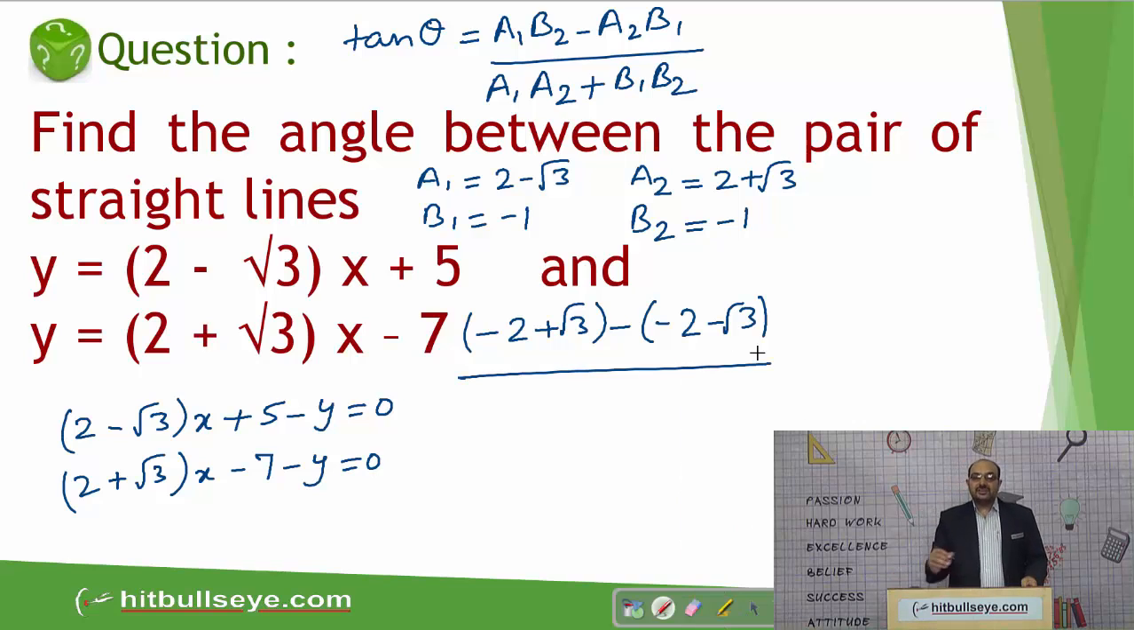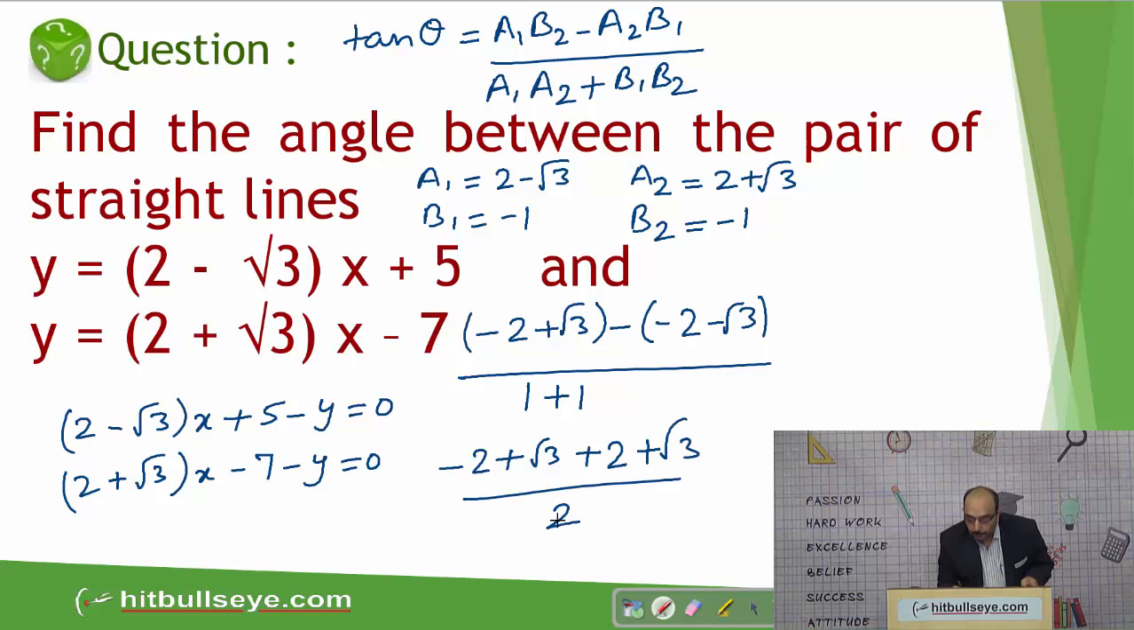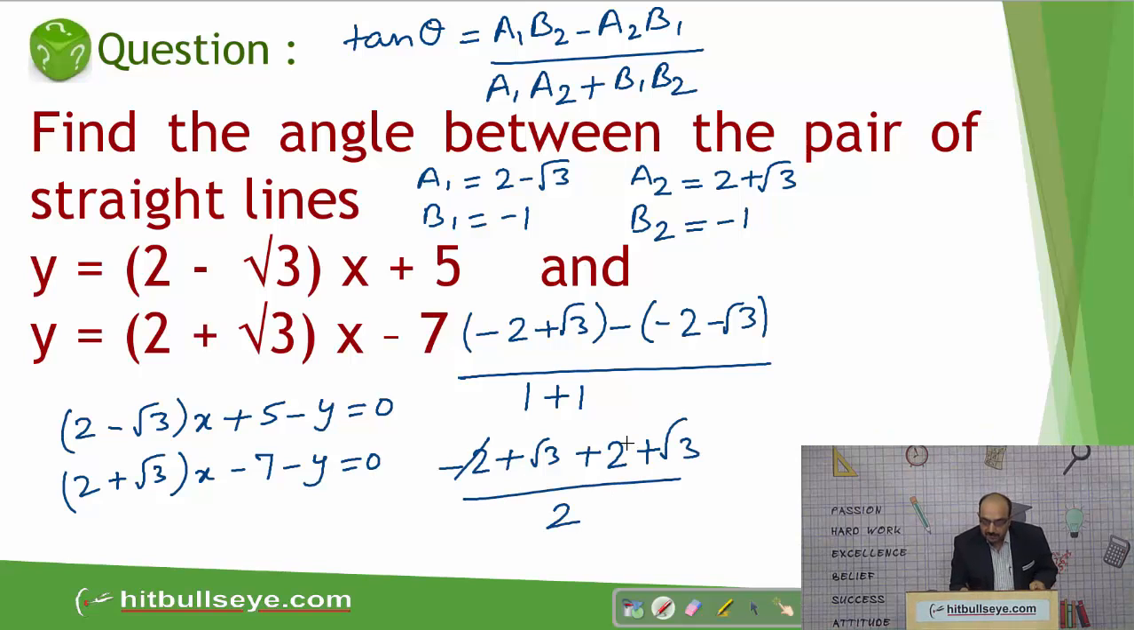This is 2 minus root 3 into 2 plus root 3, that would be 1 plus b1 b2. We can observe this minus 1 into minus 1 gives us 1. So this is also 1. Solving it further, we'll get minus 2 plus root 3 plus 2 plus root 3 upon 2. So minus 2 and plus 2 get cancelled.